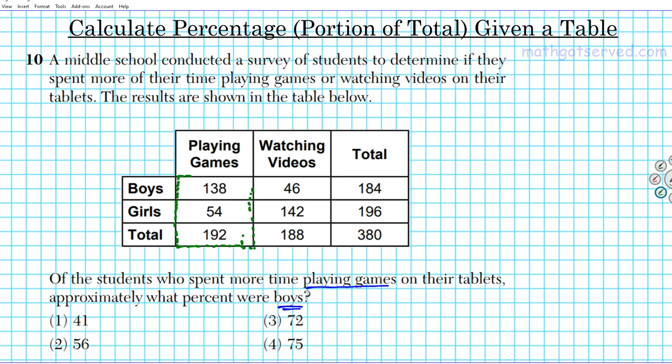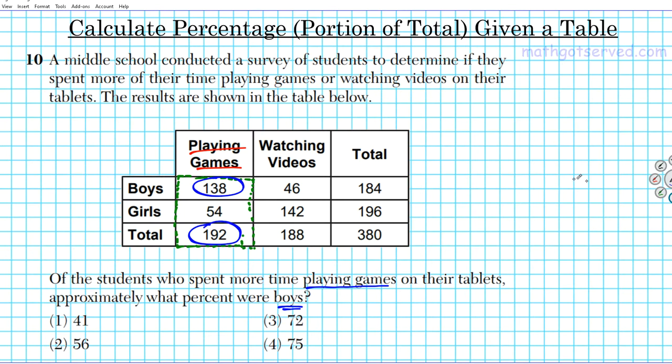The reason we're looking at it top down is because we're focusing just on the students that were playing games. Out of the students that were playing games, the question is, what percent were boys? So out of the total, which is 192, what percent were boys? That's what we're looking for.